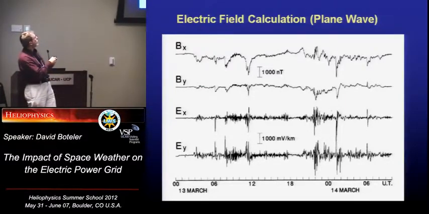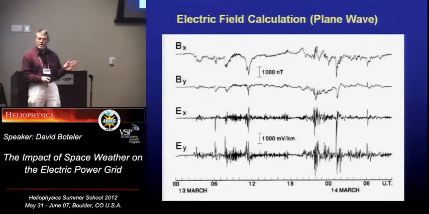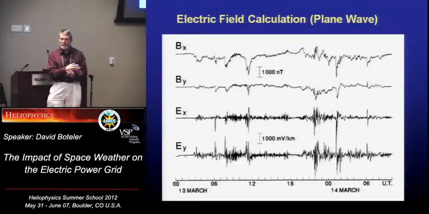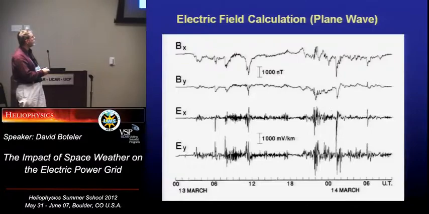So the Bx is the northwards component of the magnetic field. So we use that to calculate the eastward component of the electric field, that one, and then the eastward magnetic we use to get the northward component of the electric. So the fields are orthogonal. And you might recognize this is a famous date. This is the March '89 storm.